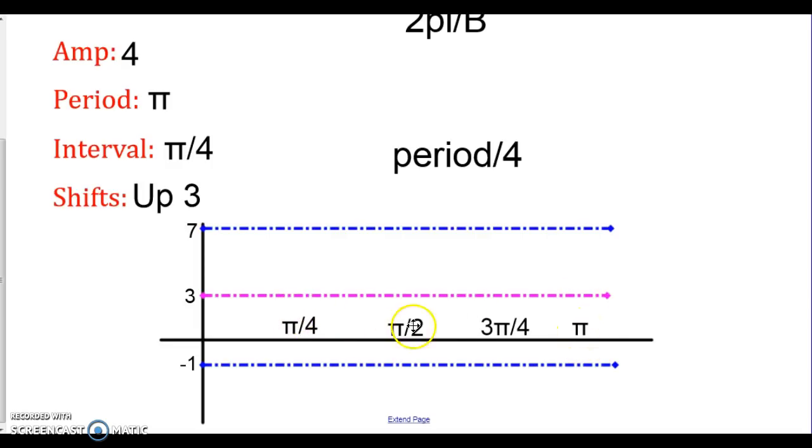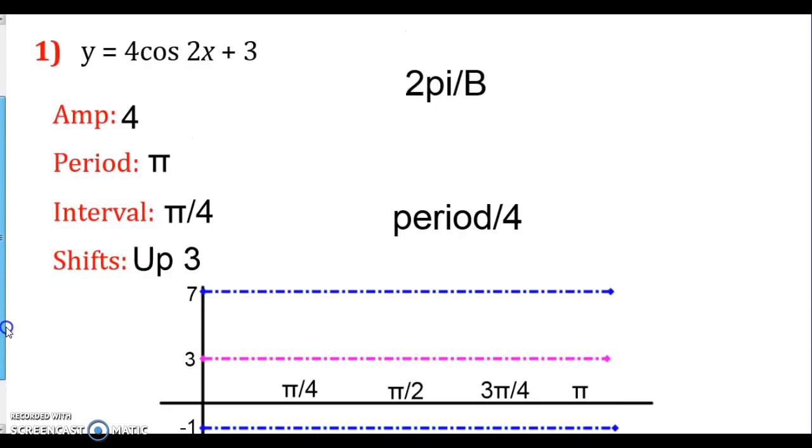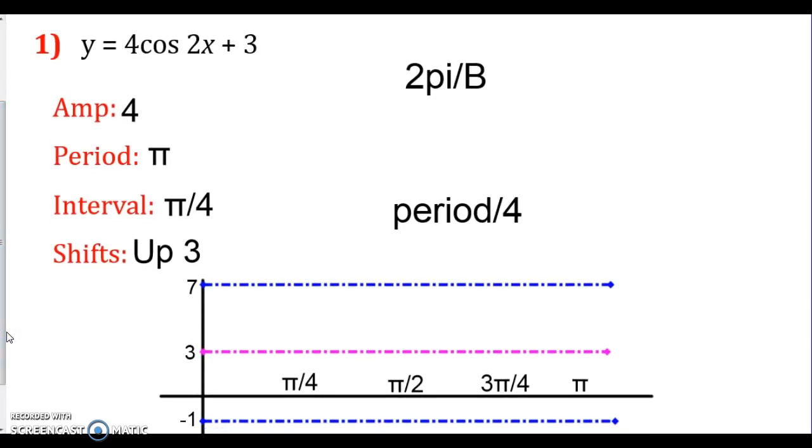Then I put my increments in the middle. So the intervals that I'm counting up by are pi over 4. So here this is 1 pi over 4, then 2 pi over 4, which simplifies to pi over 2, then 3 pi over 4, and then this would be 4 pi over 4. Well, that's just 1 pi. So now I have my entire framework laid out. Hard part's done. All that's left is to plot some points and draw in the shape of a cosine.